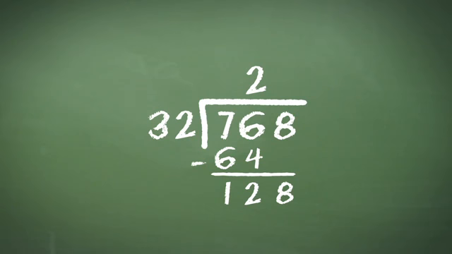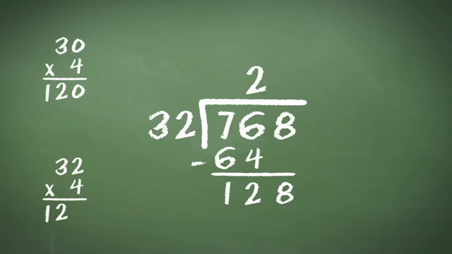Next, we need to work out how many times 32 goes into 128. Again, we have to use a bit of trial and error to work this out. Often it's easiest to get close to the answer we're looking for by using rounder numbers. In this instance, you might spot that 30 times 4 is 120, and therefore 32 times 4 is 128.